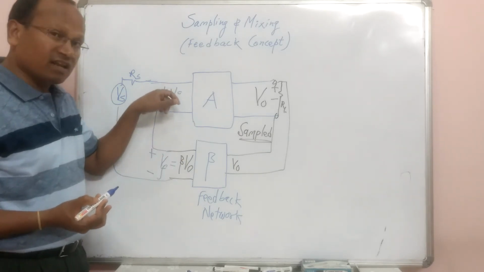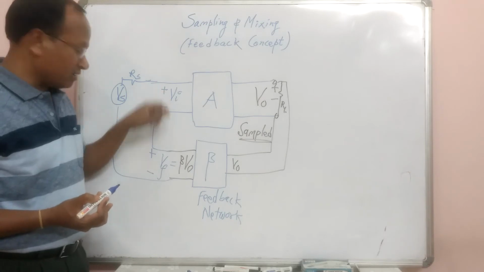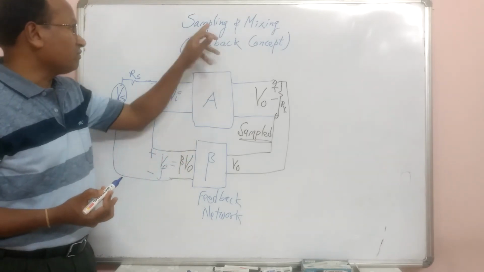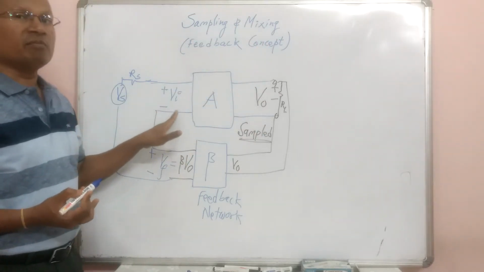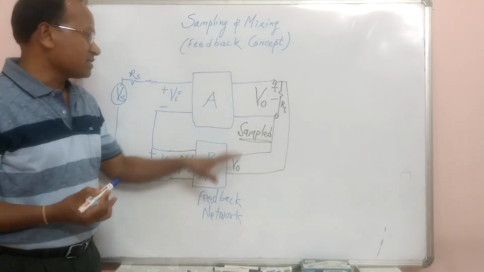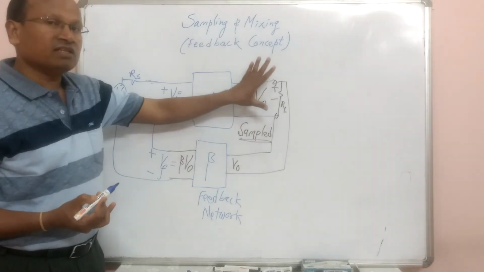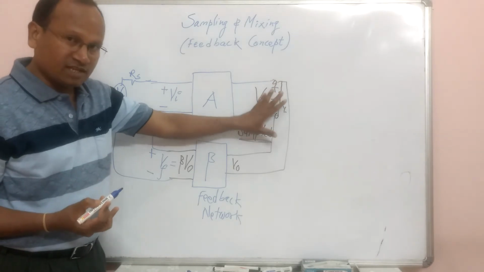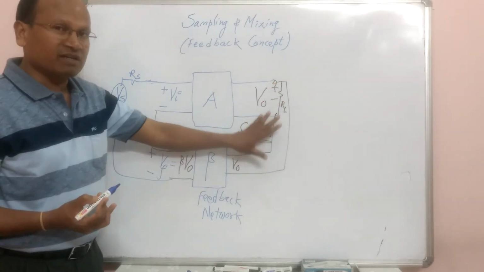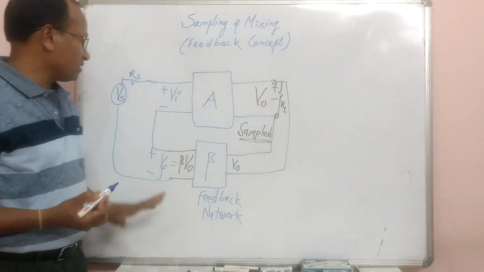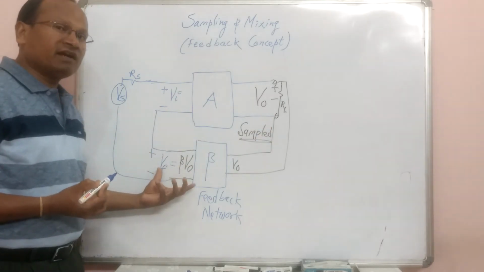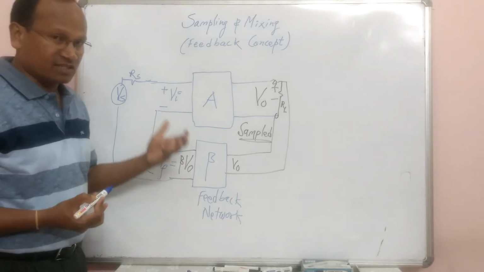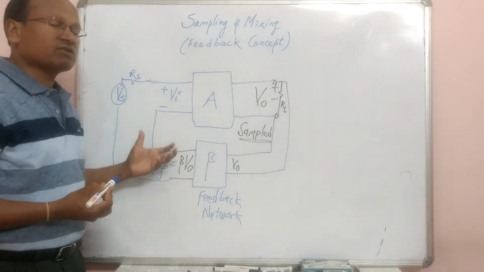If the mixing is in parallel manner, the feedback signal will be a current signal. And this is how we understand the concept of sampling and mixing in any feedback amplifier. What is sampling? Sampling is a process in which we sample the output signal. If the output signal being sampled is voltage, we call it voltage sampling. If it is current, we call it current sampling. What is mixing? The feedback component is mixed with the input. If it is mixed in series, it is called series mixing. If it is mixed in parallel, it is called shunt mixing.